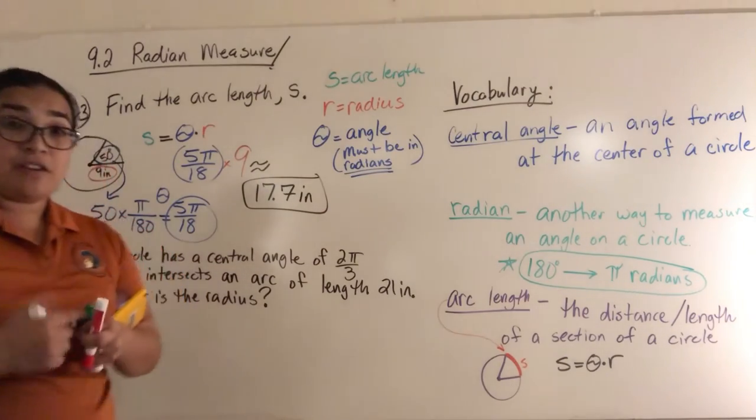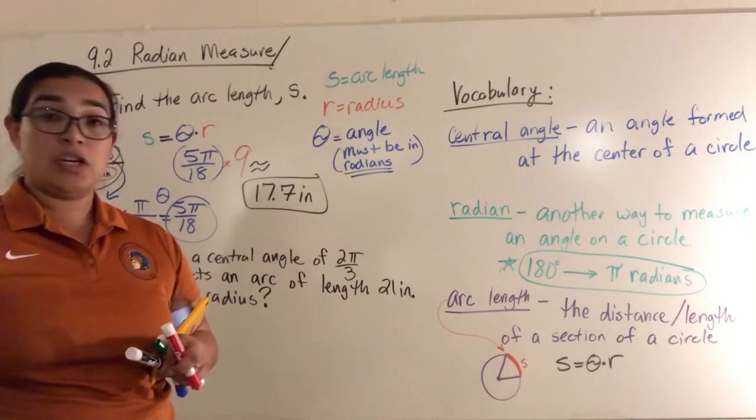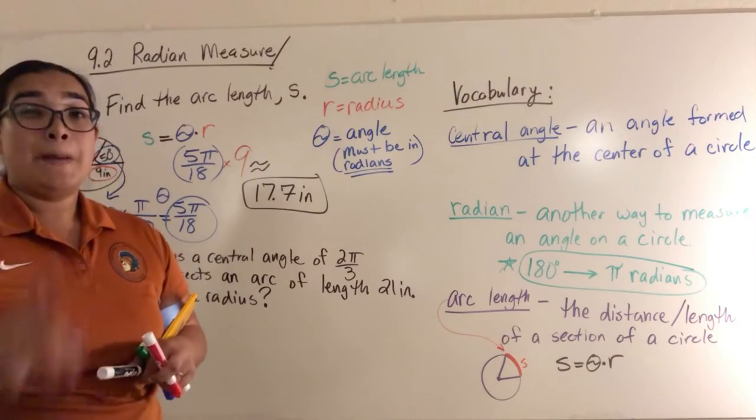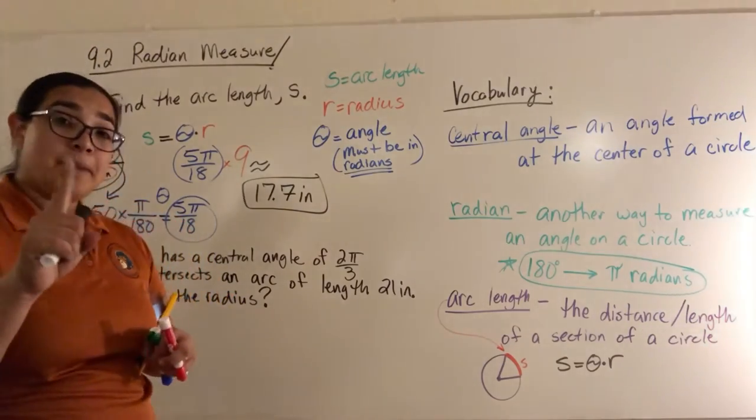The hard thing there was you had to convert the degree to a radian first, because if you did the calculations with 50, totally different answer, wouldn't have even been close. But I bet you that's an option on one of your quizzes, so make sure you're converting. Okay? All right, so that's example 1.